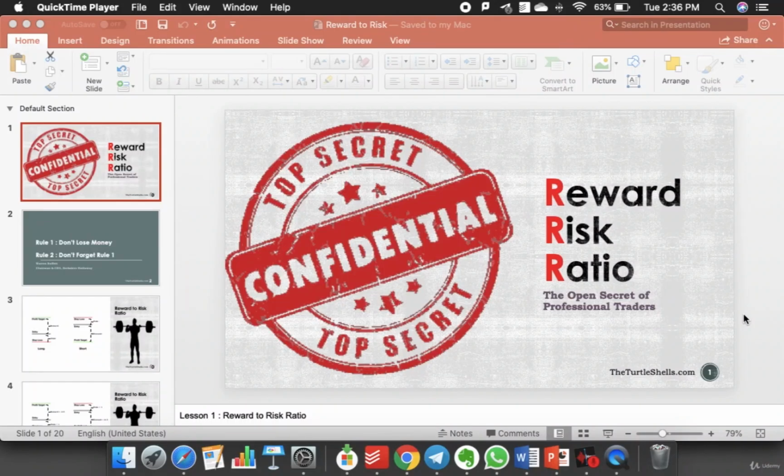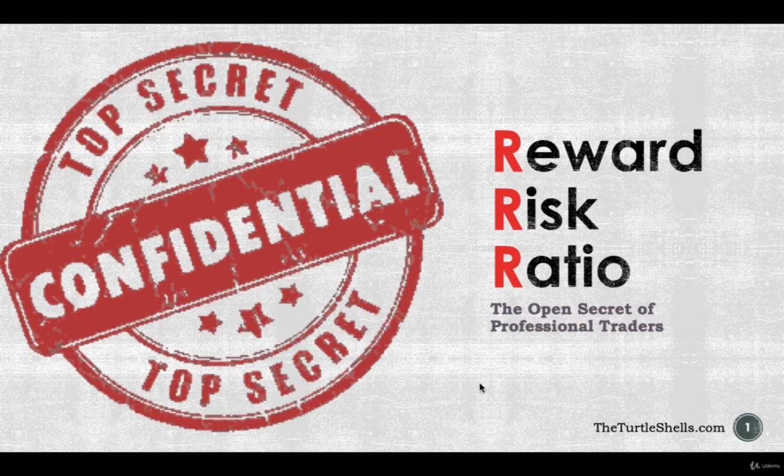Before we move to the actual charts, I need to spend a few minutes on a very important concept which all professional traders are using. This has benefited me a lot also, and it is called the reward to risk ratio. When we are trading, there is always a risk involved, so we need to be able to control and manage that risk. For that, we need this reward to risk ratio, which is the open secret of professional traders.